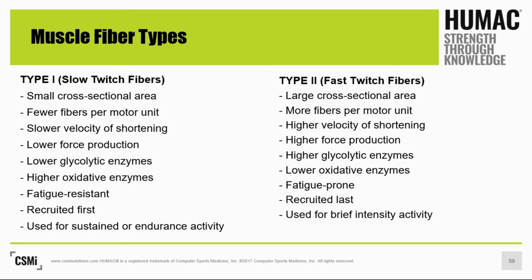Type 2, on the other hand, are larger, have more fibers per motor unit, and have a faster contraction speed. They produce more force, but they fatigue easily. And we only use these fibers when the load of the exercise or task is heavier than what the type 1 fibers can handle, so they're recruited last as the difficulty increases. Now, typically, they're also used for brief or intense activity, but here's the thing. We need to get to our type 2 fibers in order to increase strength.